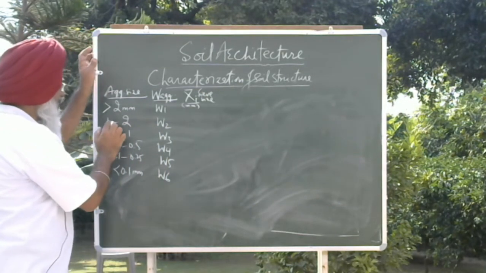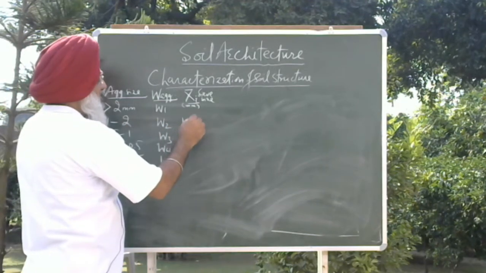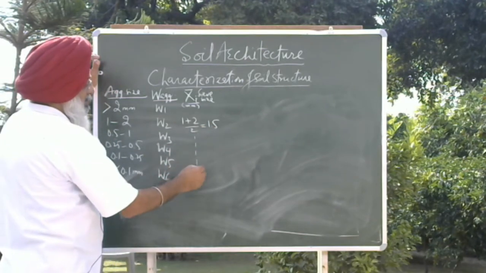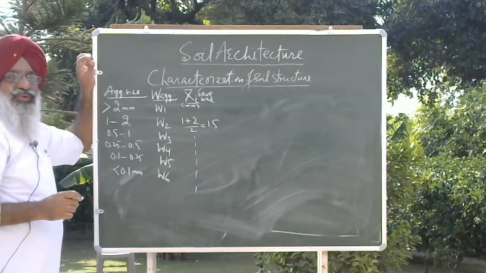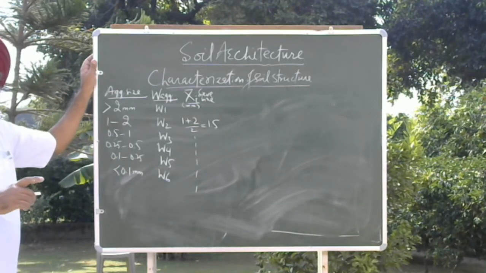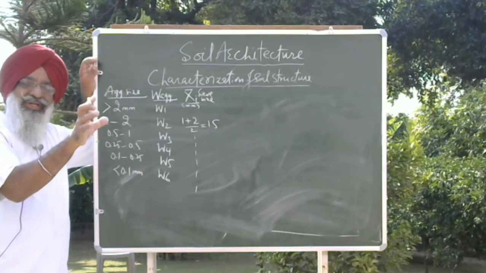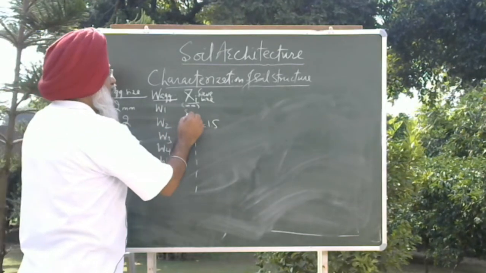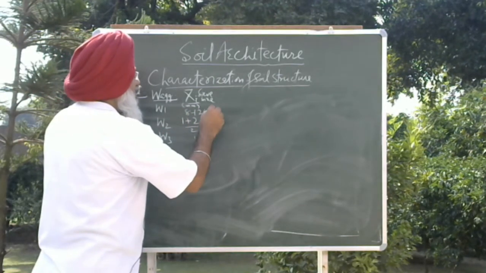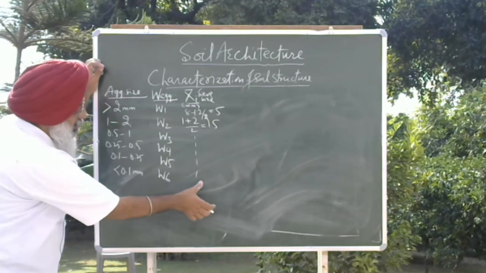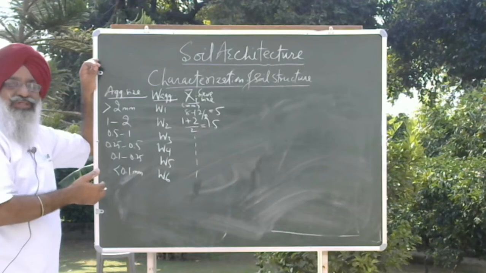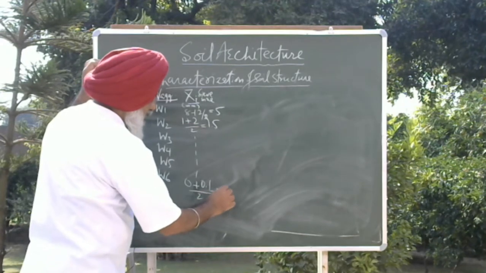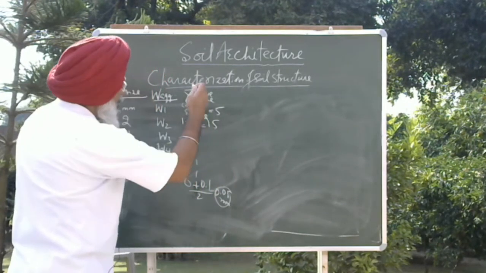Now, mean of this and this is quite clear, 1 plus 2 divided by 2, so 1.5. Similarly, all this. Now, what about this, more than 2? How to find out the mean? If you remember, we had taken the soil sample as passing through 8, retained on 2. So, 8 plus 2 divided by 2, this will be 5. What about this, less than 0.1? So, the lowest limit could be 0. So, 0 plus 0.1 divided by 2, 0.05 millimeter. This is how to find out the mean.